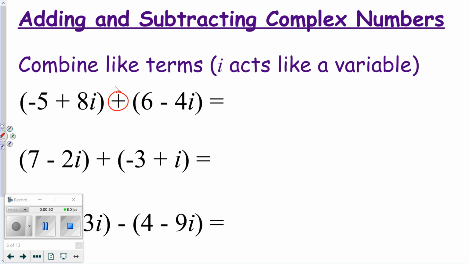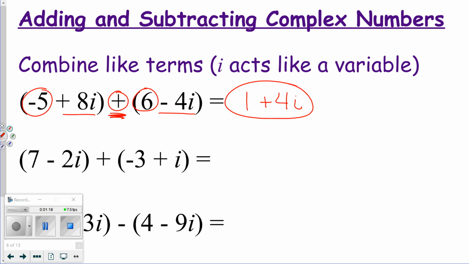A lot of students see parentheses and automatically start multiplying. You only multiply when there is no symbol in between. But since we have a plus sign in between, we are just collecting our like terms. So we have -5 plus 6, which is a +1, and then 8i minus 4i is a +4i. And that is it. We are finished.